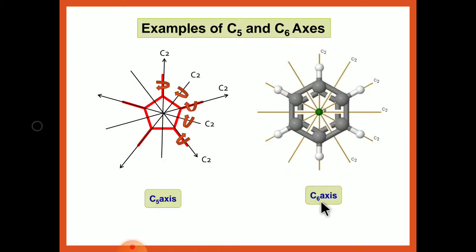Next is the C6 axis. This is the example of benzene, and in benzene there are 1, 2, 3, 4, 5, 6. There are six C2 axes which are passing through the center, and one principal axis which is passing through the center of this benzene molecule.